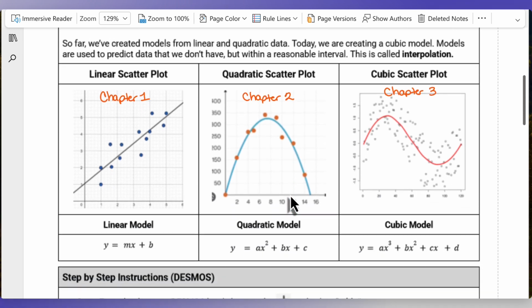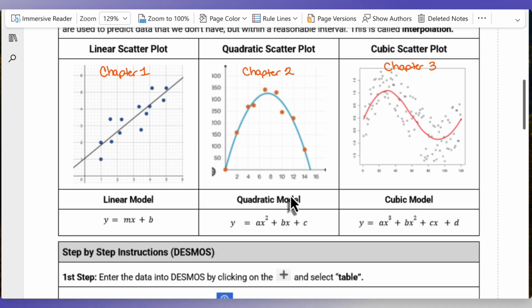You can see that we have three different types of scatter plots. The first one over here on the left, that is a linear model. You know this is a linear model because the dots seem to follow a straight line pattern, and in this case it's specifically going to be a positive pattern. The middle one is from chapter 2.